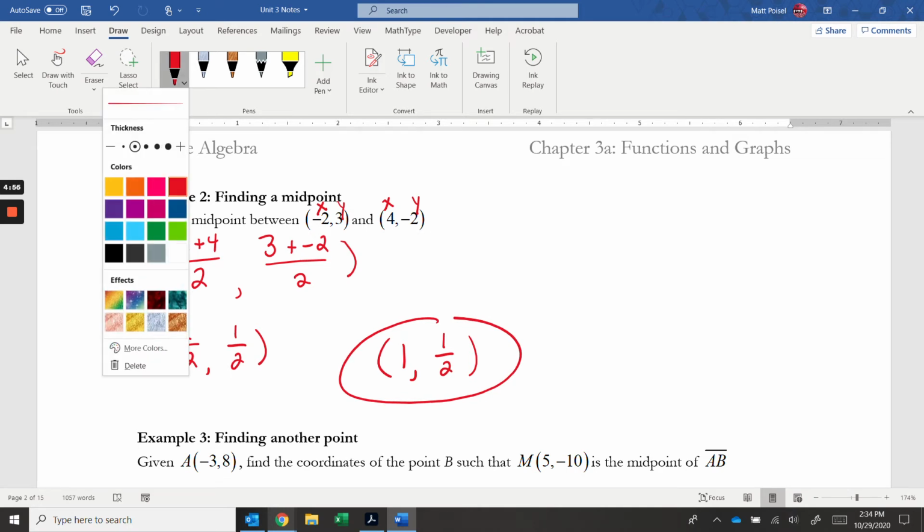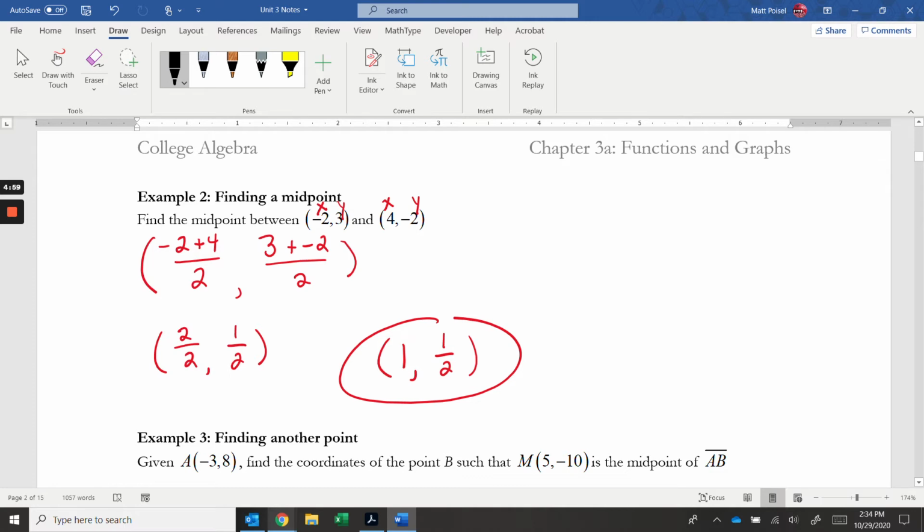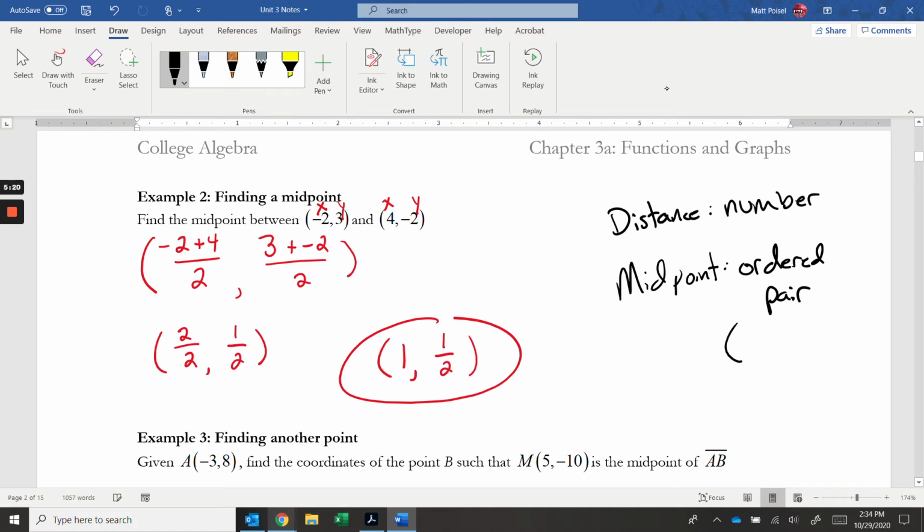One thing I would like you guys to make a note of here. Distance is a number, which kind of makes sense. If we're talking about how far it is from your house to school, you're going to tell me a certain number. Midpoint, and it says it in the word, midpoint is an ordered pair, right? It's more of a location. If I were to ask you what the midpoint is between your house and school, you would tell me some sort of location. You'd give me some sort of landmark, whether it's the Shell gas station or Target or something like that.